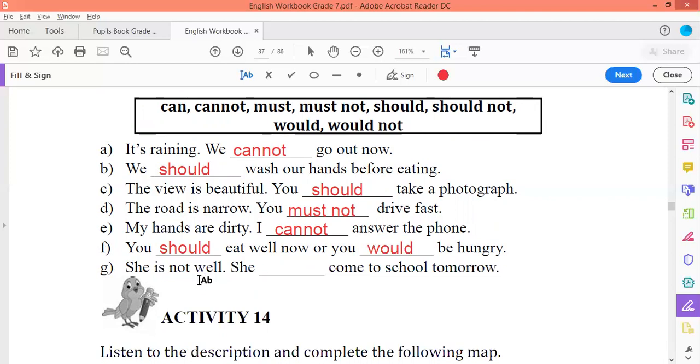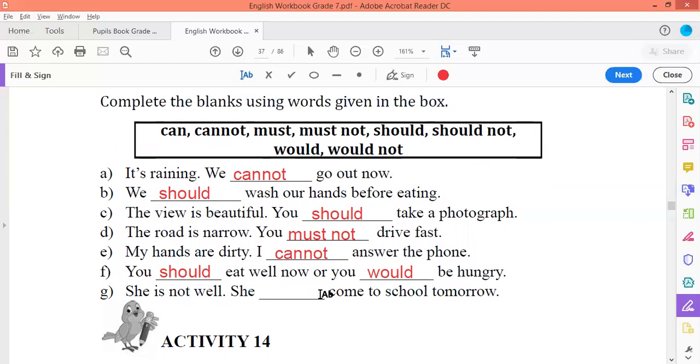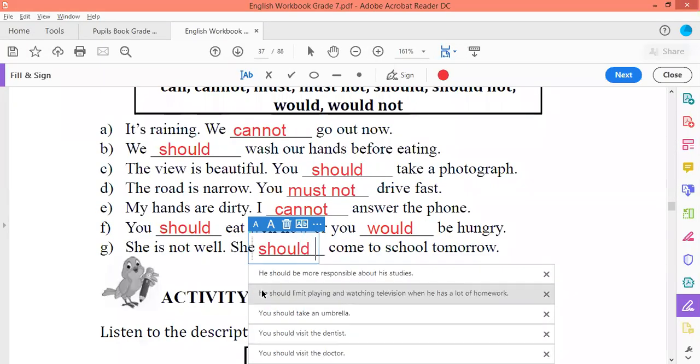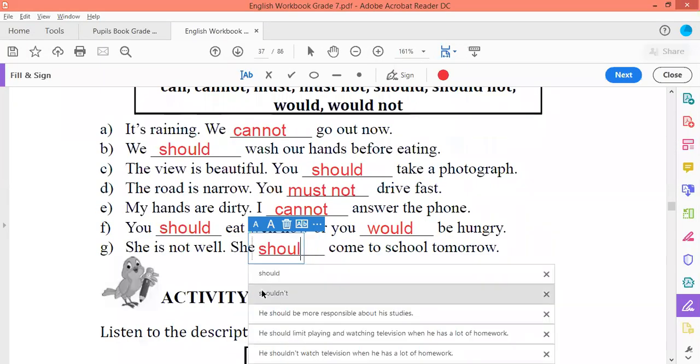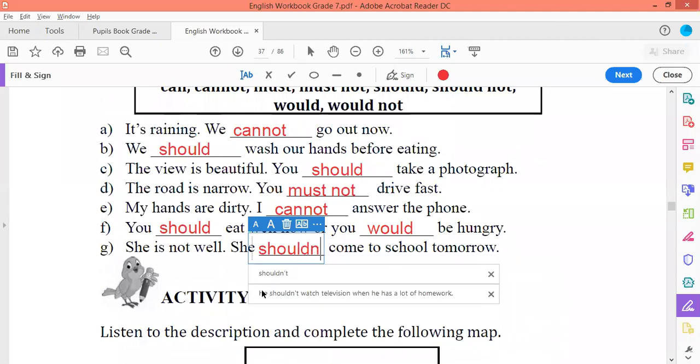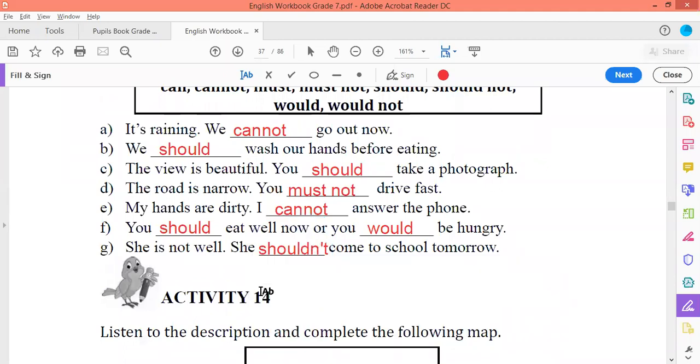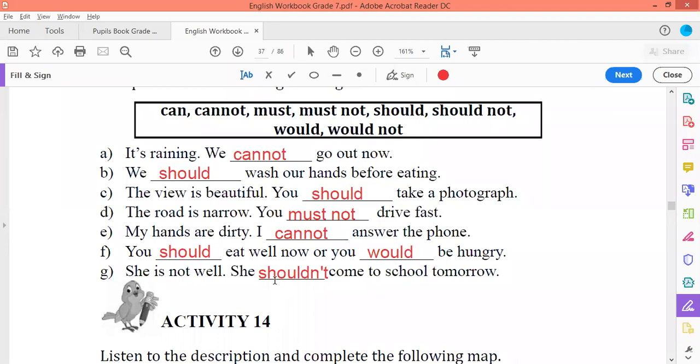She is not well. He blank come to school tomorrow. Would not. Should not. Okay. You can say she shouldn't. Since I don't have space, I will just write the contracted form. Okay.